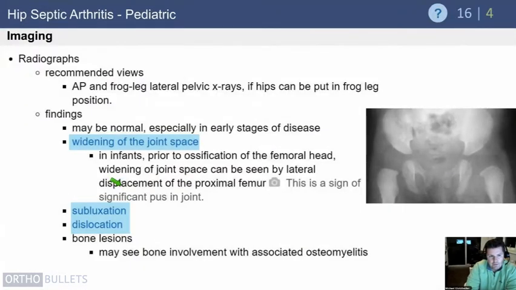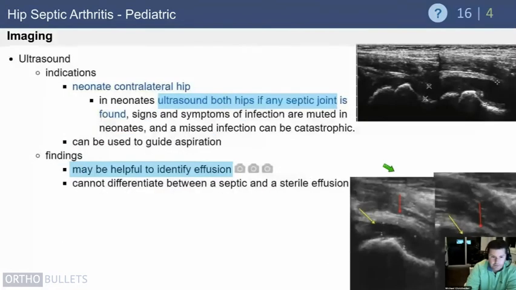So what radiographs do you get? AP and frog lateral pelvic x-rays. They may be normal. Findings may be normal, especially in the early stage of disease, but the hallmark or classic finding that you'll see is widening of the joint capsule or lateral displacement of the femur. You can see that this femur is pushed out to the side a little bit, and that's purely because there's fluid in the hip joint that has pushed it out. In infants, this may be difficult to see, especially prior to ossification of the femoral head, but it may look like a true subluxation or a true dislocation.